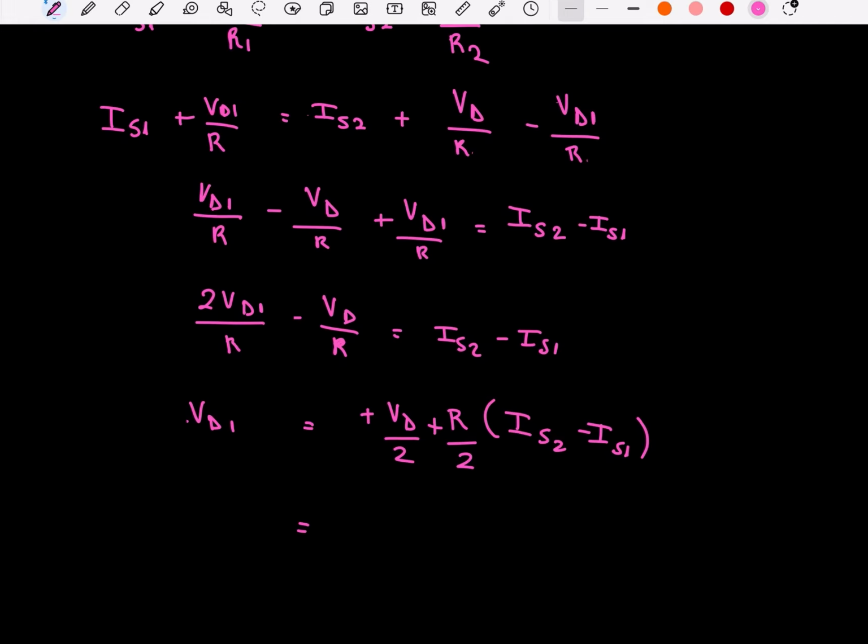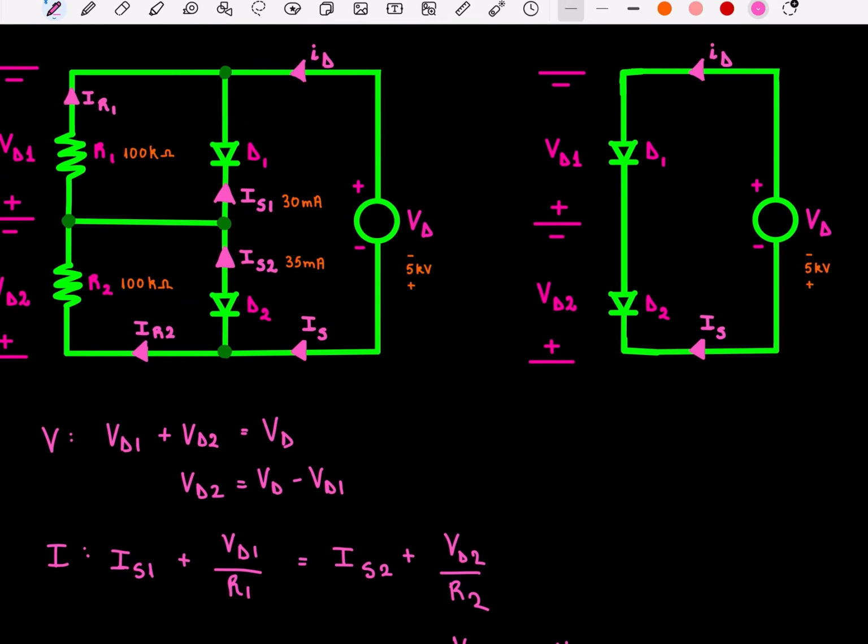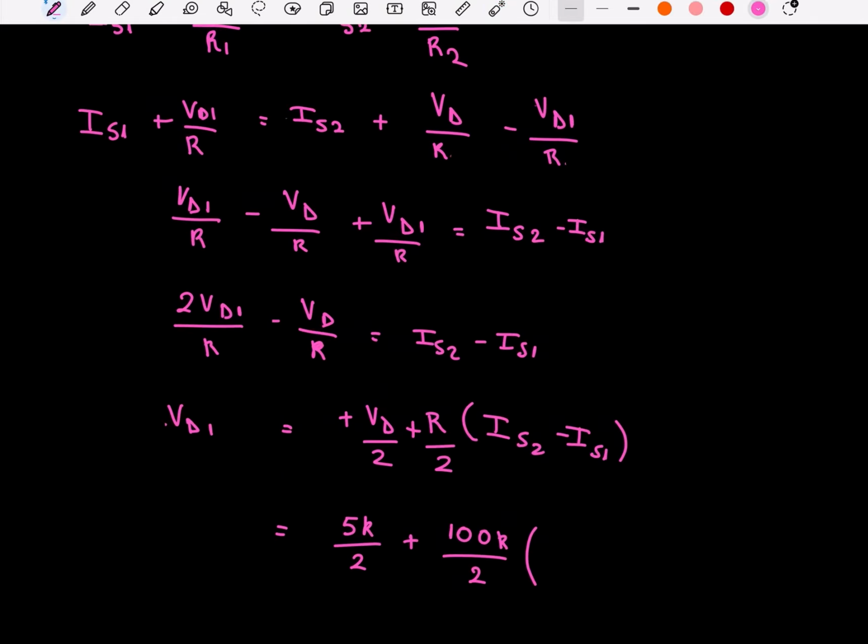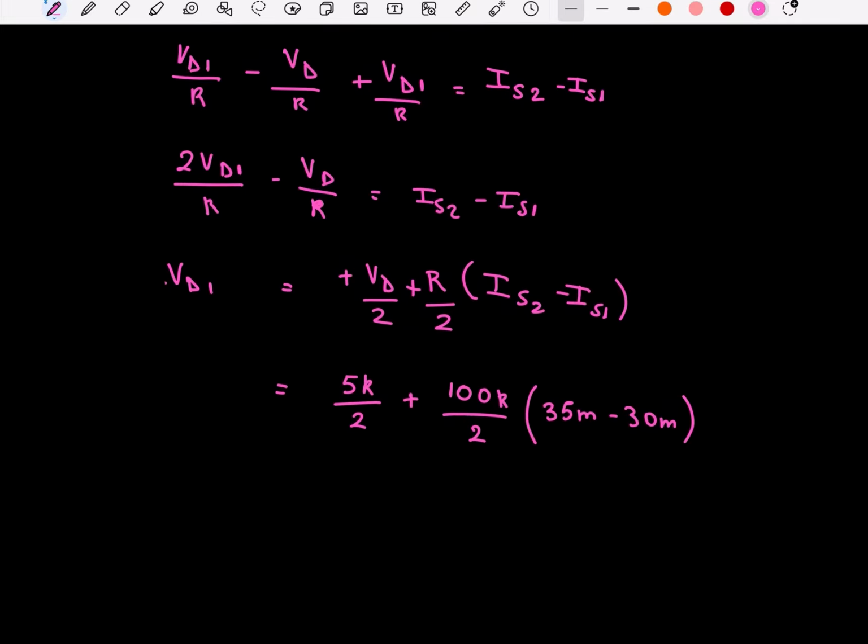So the voltage across the source was 5 kilovolts. The resistance across the resistors was 100 kilo ohms. And IS2 minus IS1, 35 milliamps minus 30 milliamps. So your final value for voltage sharing across diode 1 is 2750 volts.